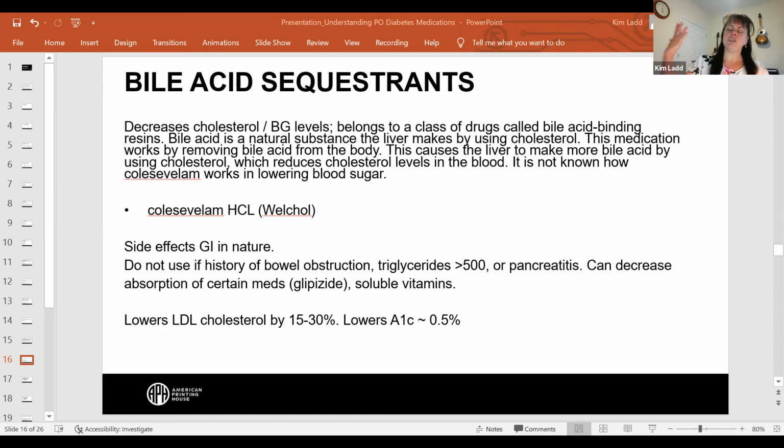So it doesn't have a huge effect on your A1C, but if you have high cholesterol, this might be a good choice for you because it's definitely going to lower your LDL cholesterol. And then you also might get the added benefit of lowering your blood sugar level. The one downside that I have with this is it is a horse pill. It is a big pill, and you have to take 6 pills a day.